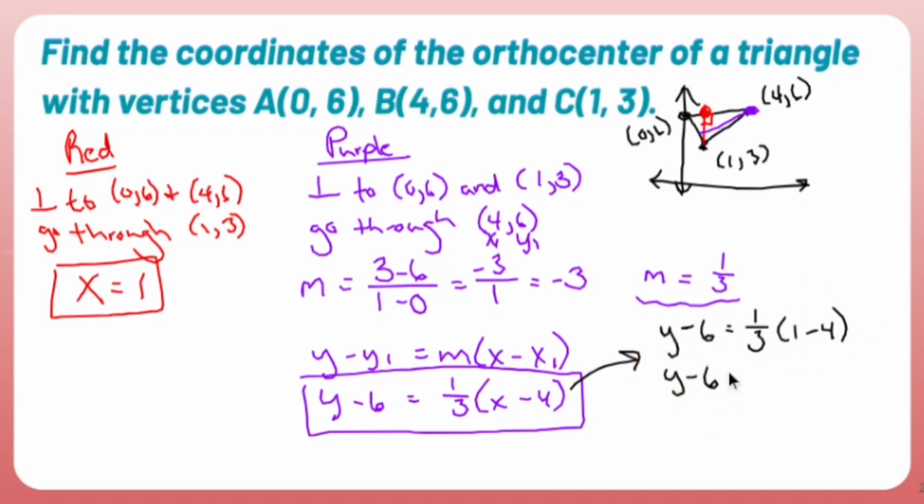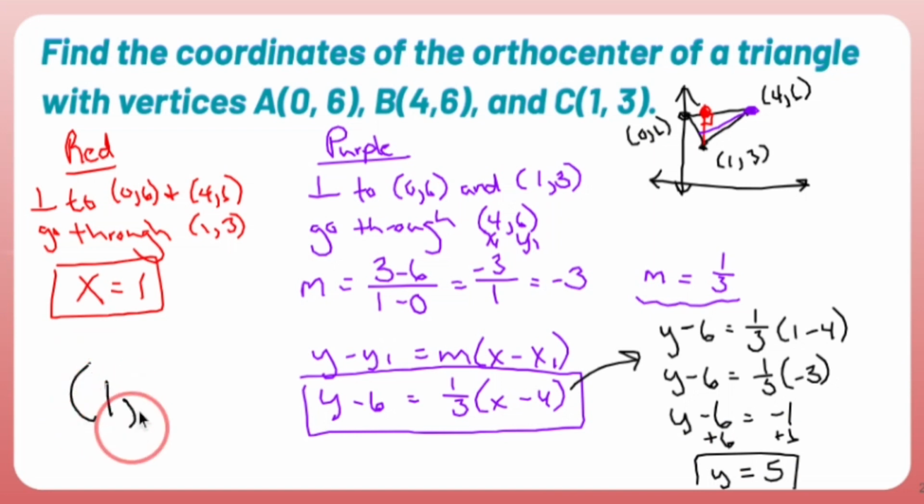Y minus 6 equals 1/3 times negative 3, because 1 minus 4 is negative 3. 1/3 times negative 3 is negative 1. Add 6 to both sides, and y is 7. Nope, y is 5. I was going to say 7 wouldn't make sense. That would fall out here. 5 seems to be a whole lot nicer. So since x is 1 and y is 5, that tells me that my orthocenter, the point where all of my altitudes intersect, is going to be the point 1, 5.